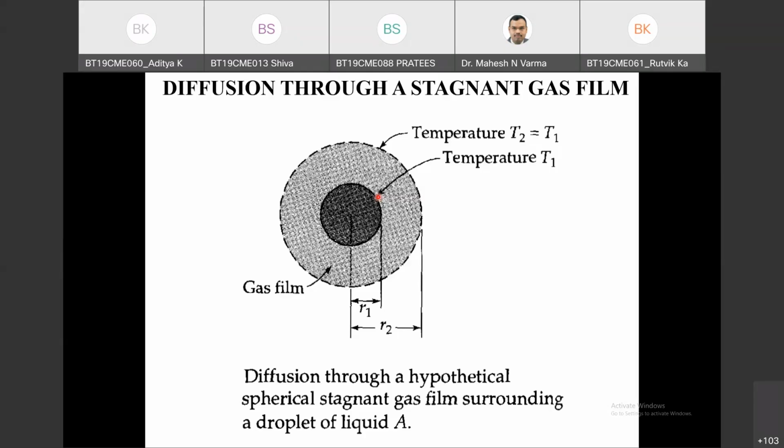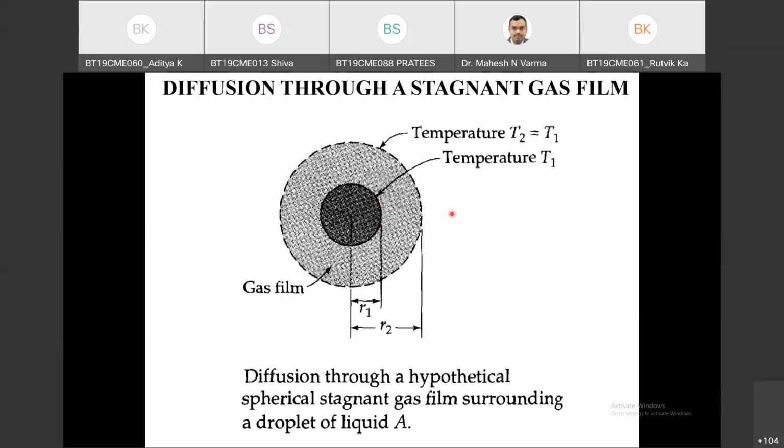Sir, PA by total pressure. Saturated pressure divided by total pressure. So this concentration I can calculate. This concentration I can calculate. This concentration is given, XA2.